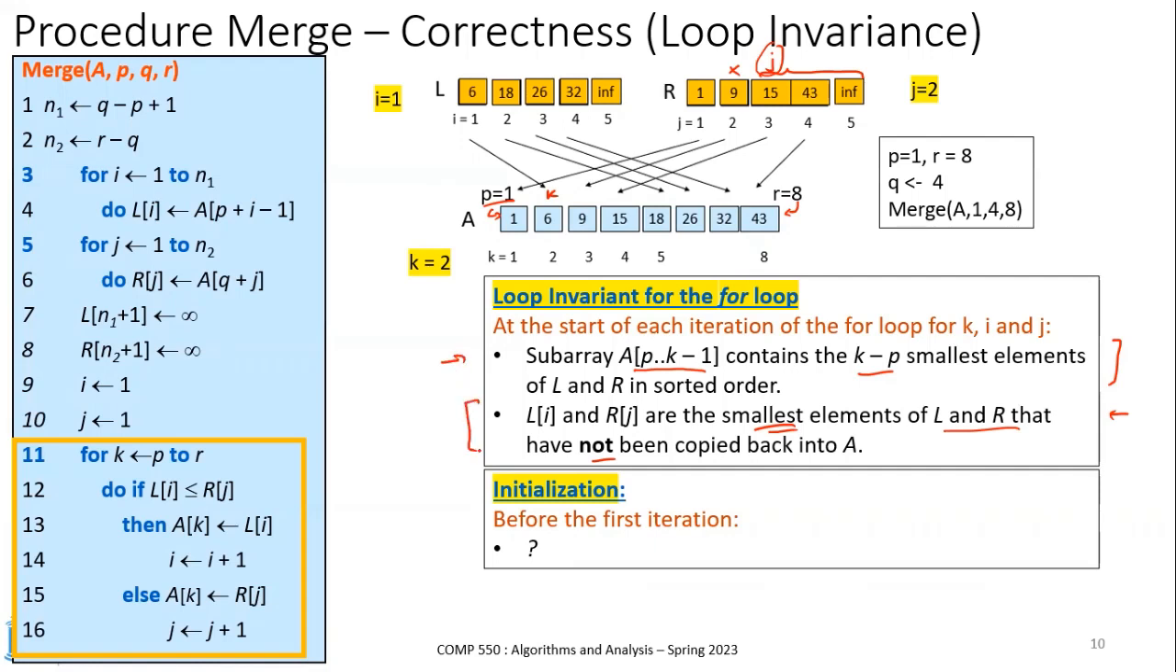If at the end we're going from K equal to P to R, by the time we get to K equal to R, if the first statement says that the subarray from P to K minus 1 contains the smallest elements of L and R in sorted order, that should be sufficient, right? So any thoughts on that? Why do we actually need to have the second statement?